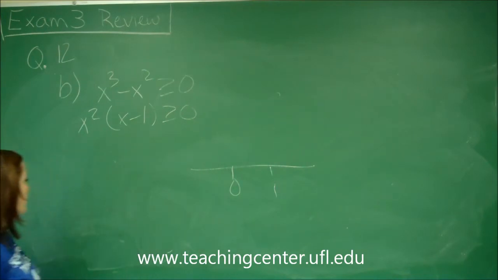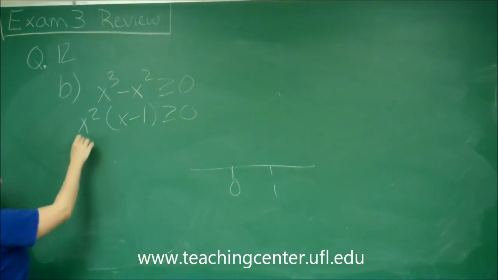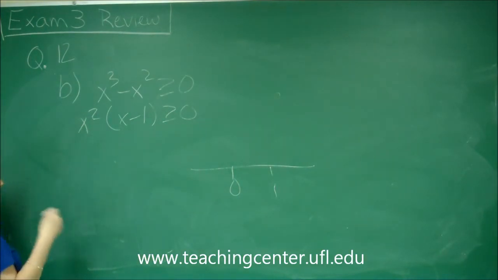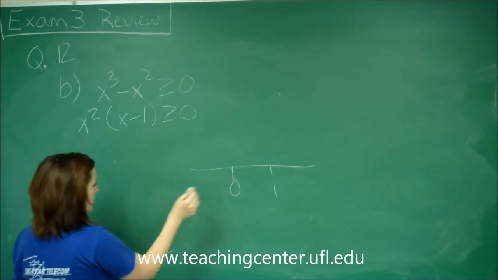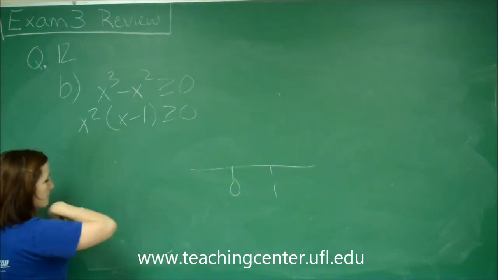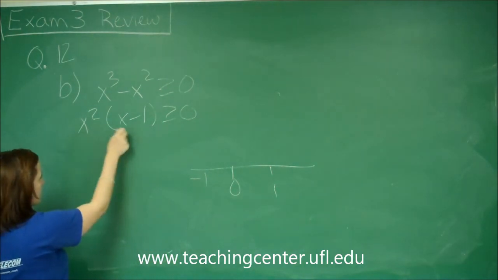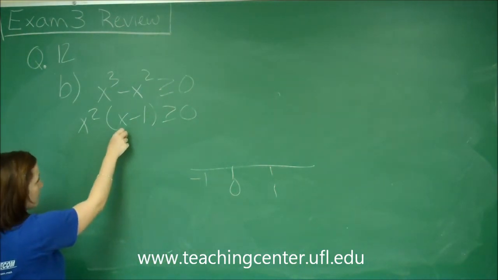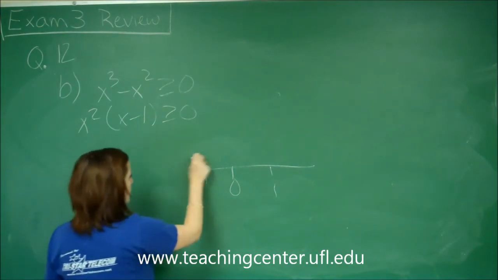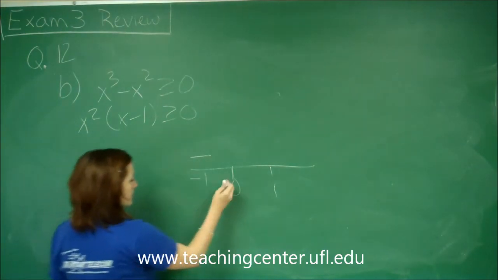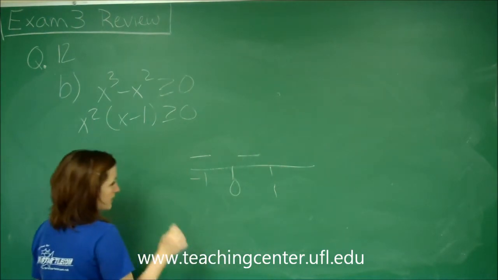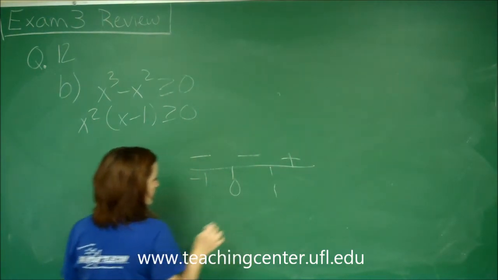And I also know that my values on the sides of 0 are going to be the same, my signs, and they're going to alternate at 1. So when I plug in, I'm going to test negative 1. I get a positive times negative 1 minus 1 is negative 2, so positive times negative, which is a negative. And then I know on the side, on 0, they're going to stay both negative, and then they're going to switch on the other side of 1.